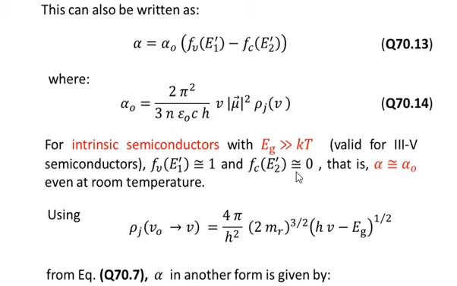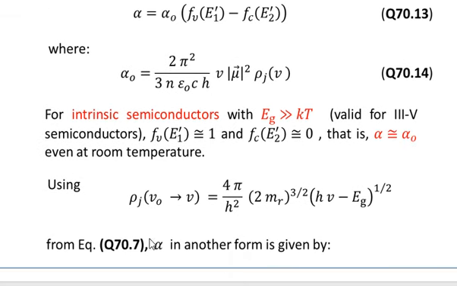And you know that under that condition, when we set Fv of E1 prime equal to 1 and Fc of E2 prime equal to 0 and introduce these two values in equation number 30, we find that alpha is equal to alpha naught, which we have set over here in the head. Alpha is approximately equal to alpha naught, because these quantities are not exactly equal to 1 and not exactly equal to 0, but very close to them. That's why we have written alpha is approximately equal to alpha naught even at room temperature.